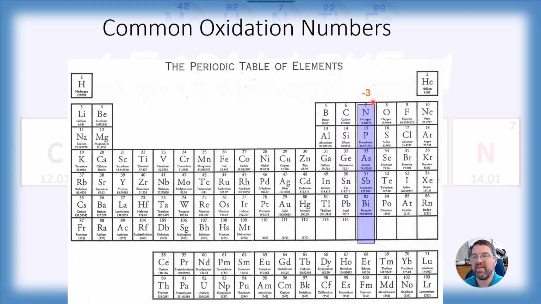After you get past that, then it becomes more energetically favorable for electrons to be added to the elements to achieve that stability.